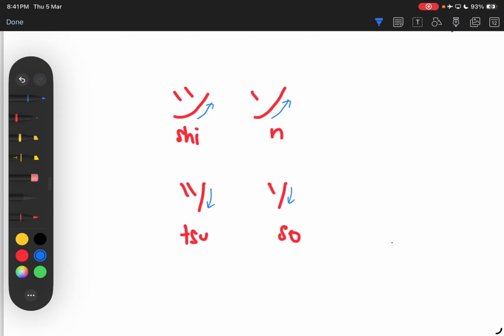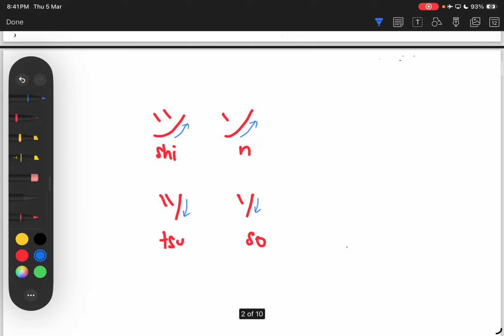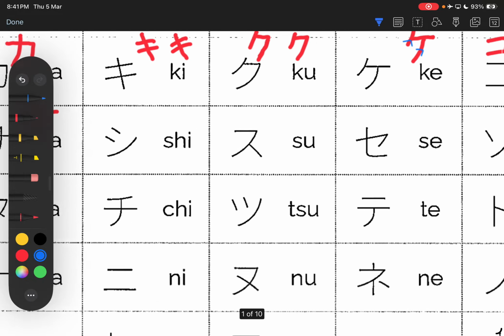So these four are very easily confused with each other. Hopefully if I write it like this, you can be more aware of them. So shi and n, they are going up. The last stroke goes up. For tsu and so, the last stroke goes down. Okay? Everybody okay? We will go back. Let's talk about si.